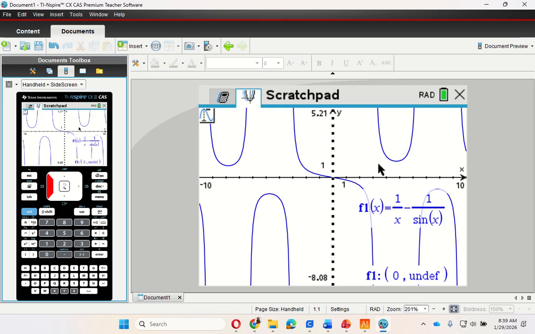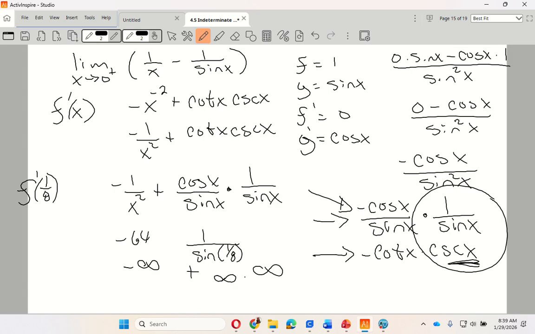Can I plug in 0? I can't plug in 0, right? Because it's going to be undefined right there. But as it is tracing it, going this way, it's getting closer and closer to what number? 0. So in this one right here, I have infinity, infinity, and I have negative infinity plus infinity. So either way, I'm still infinity, infinity. I'm still going to end up at whatever I have over here, subtracting infinity.